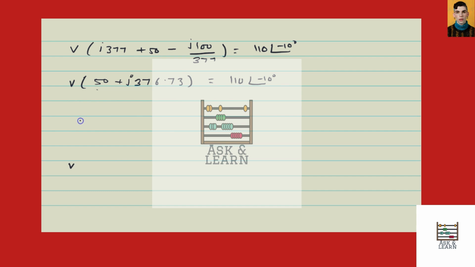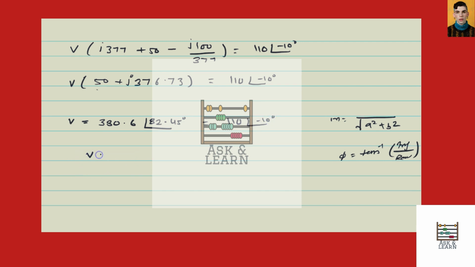Now by using this formula, the magnitude M equals the square root of a² + b², and the angle φ will be tan⁻¹ of the imaginary quantity upon the real quantity. By applying this formula, the magnitude will be 380.6 and the angle will be 82.45 degrees, equal to 110 angle of −10 degrees.